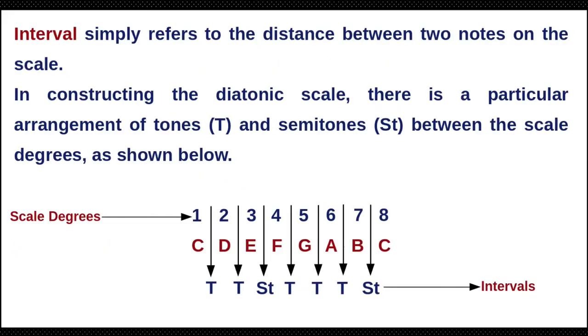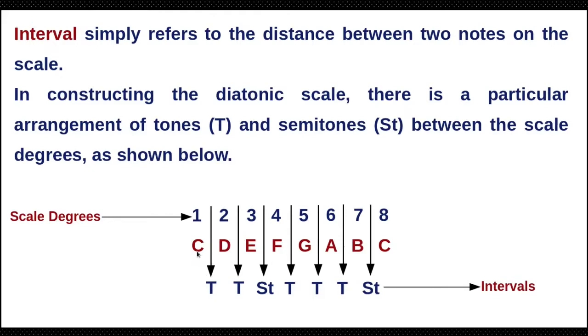So it's helpful to also understand the concept of intervals. Intervals simply refer to the distance between two notes on the scale. If I'm considering the distance from this C to D, that's a kind of interval. If I consider the distance between C and F, that's another kind of interval. The shortest interval in music, or the shortest movement, is a half step, and that's also denoted by a semitone. If you see this symbol ST, that means a semitone. If you see this capital letter T, that tells you that's a tone or a whole step.